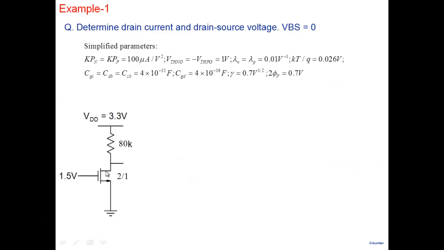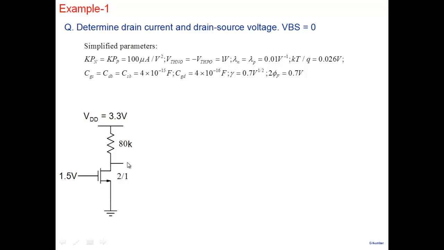Simple case where we are given an N-type MOSFET with a resistor 80K, voltage is 3.3, and we are asked to calculate the drain current and drain to source voltage here. Whenever we don't mention it in the tutorials and exams, please don't ask. If nothing is mentioned, take VBS equal to 0. Body is shorted to source. Unless we explicitly say the body is not connected to source, or take body effect into account, just assume VBS equal to 0.